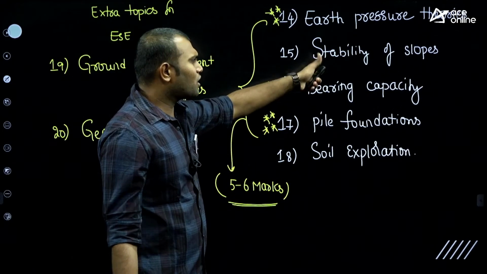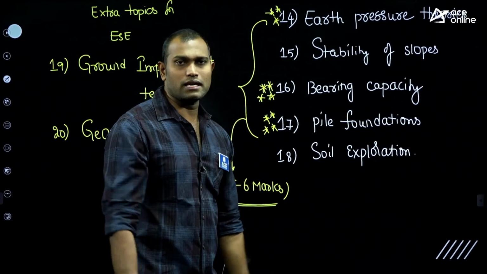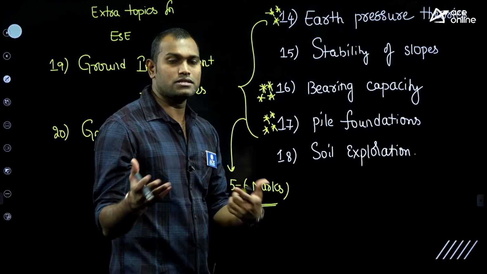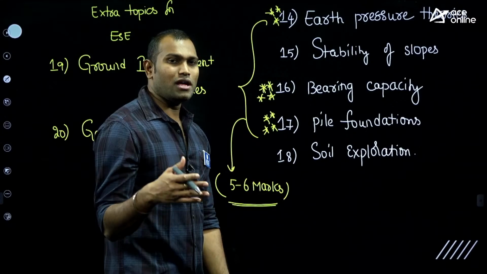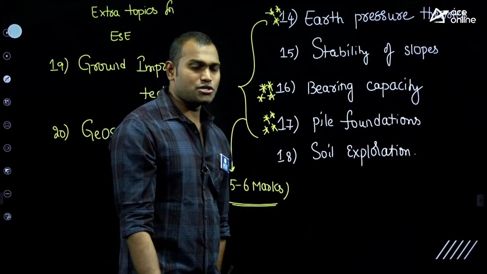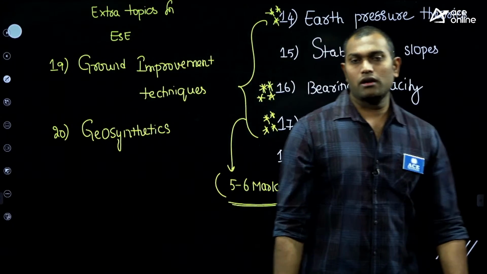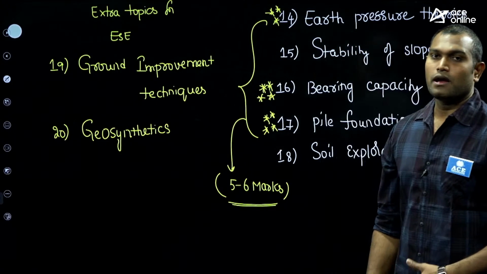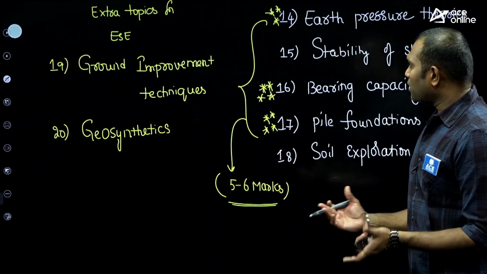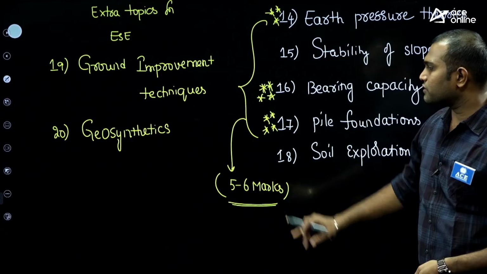And I'm not looking over the stability of slopes. They may be asking once or twice in a year, alternately or somewhere. And soil exploration, that's also a topic where the examiner would be asking very rarely, okay? But you would be getting the questions from this one, 5 to 6 marks.